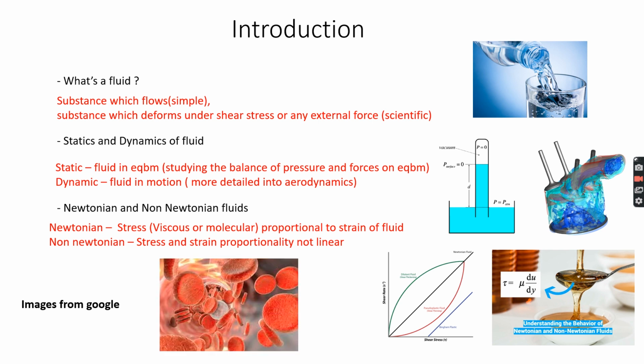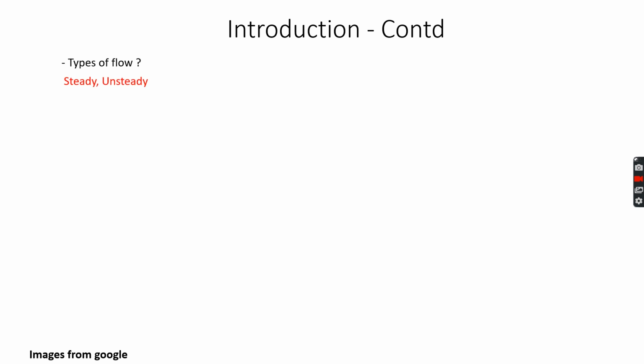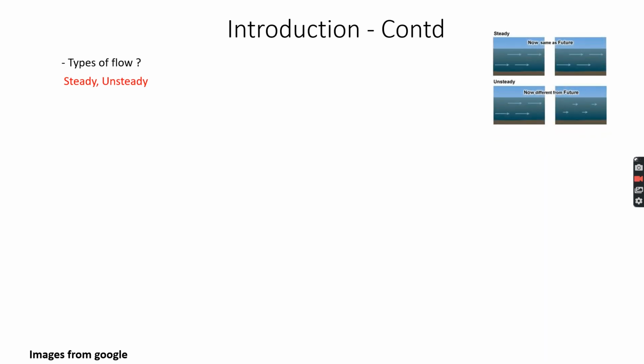Speaking of blood, the non-Newtonian nature of the blood comes from the plasma, so that makes the blood a non-Newtonian fluid, and it makes it a sticky or jelly type of substance, and shear stress is not proportional to the strain rate. So yeah. And speaking about the types of flow, there's steady and unsteady flow.